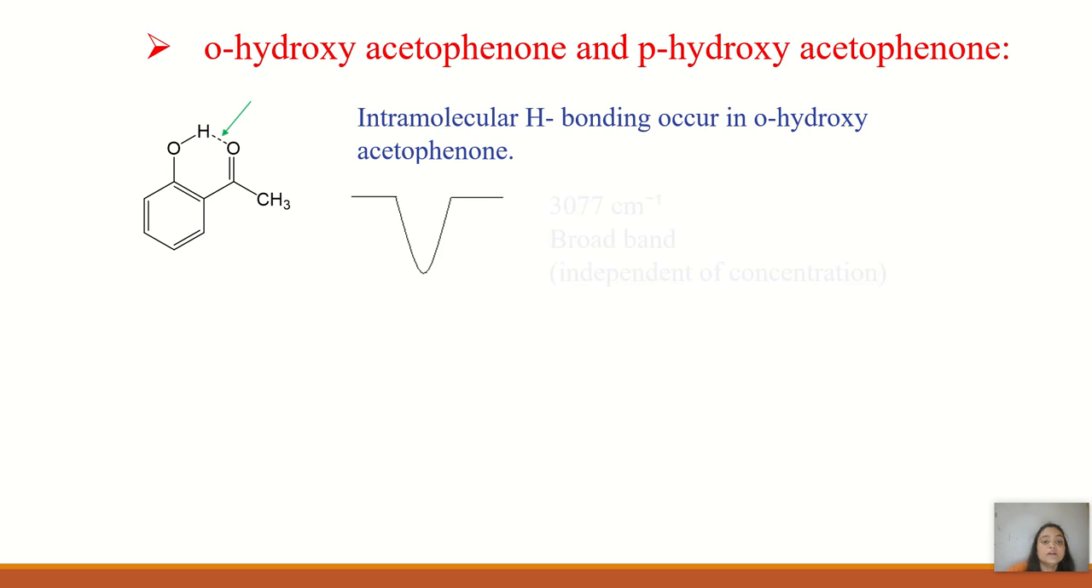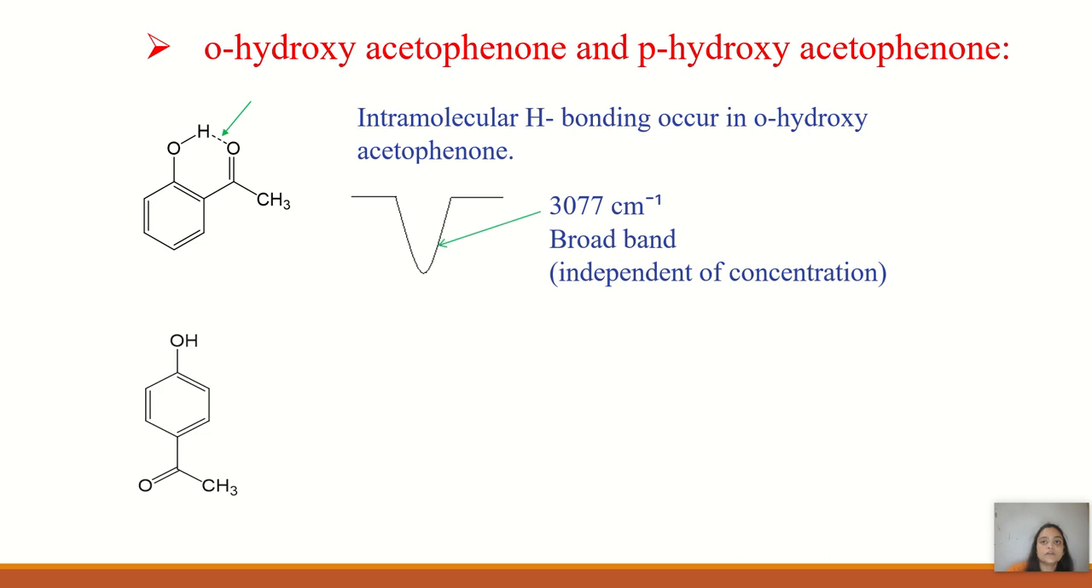Due to hydrogen bonding, we get a broad band peak in the range of 30-77 centimeter inverse. Normally it is observed around 36 centimeter inverse, but due to hydrogen bonding, we get the band at lower frequency. Now we have another example, that is para-hydroxyacetophenone. In this case, we observe the band at 3600 centimeter inverse, taken in diluted CCl4 solution, which means we get the normal band.